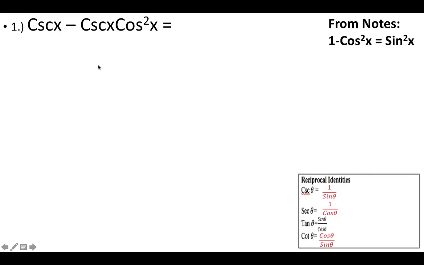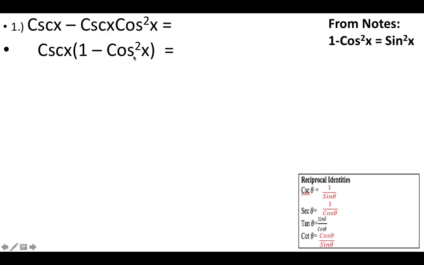First things first, we're going to be factoring out what's common in this first term and what's common in this whole second term right here. The common term that we could pull out is cosecant of x. I'm going to factor that out. When I factor out cosecant x, I'm left over with 1 minus cosine squared x.